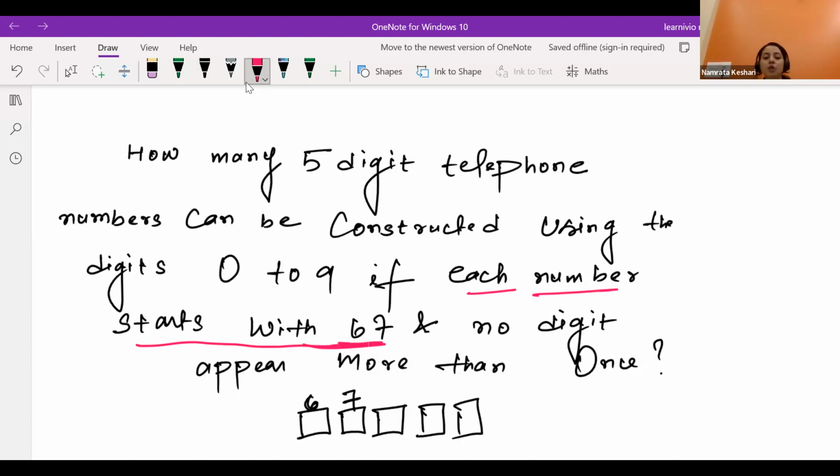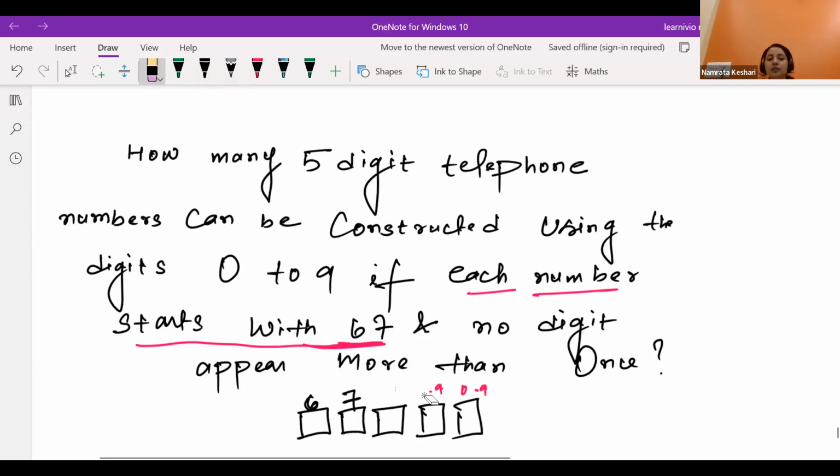So how many possibilities will we be able to generate with this space? We have three vacant spaces, and in each space we want to fill 0 to 9. How many 5-digit telephone numbers can be constructed using the digits 0 to 9 if each number starts with 67 and no digit appears more than once? This is without repetition.